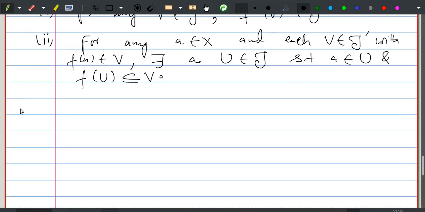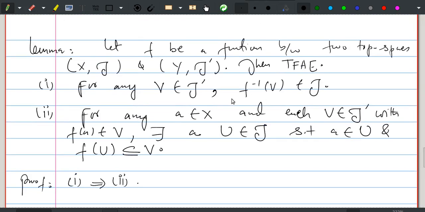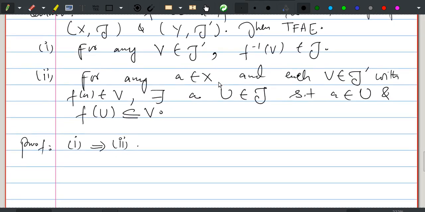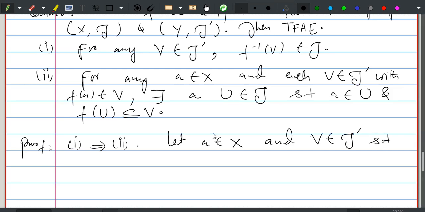So proof. First implies second. We are going to assume the inverse image of every open set is open in X. So we have to prove second then. That means for given a in X, with this hypothesis, we have to prove this expression. So we are going to pick an element in X. Let a be any element in X and V be an open set which contains this image.